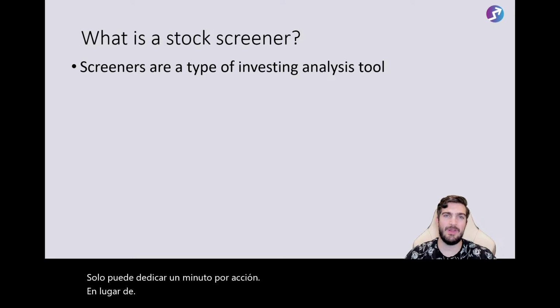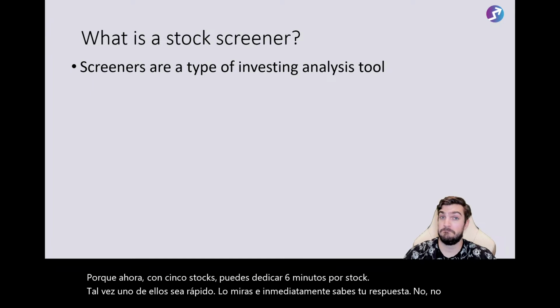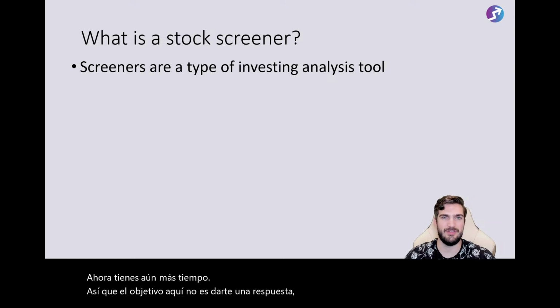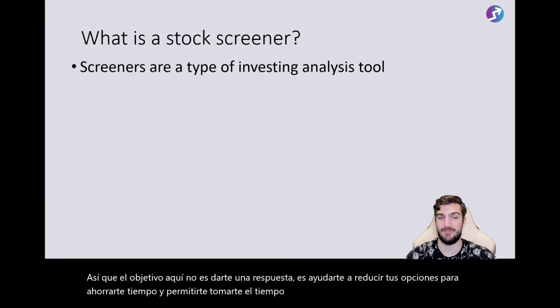Instead, what if we narrow down 30 companies to 5? That is part of the goal of the screener. Because now with 5 stocks, you can dedicate 6 minutes per stock. Maybe one of them is quick. You look at it and you immediately know your answer. Nope, not investing in that. Now you have even more time. So the goal here is not to give you an answer, it's to help you narrow down your choices to save you time and allow you to take the time that you have and spend it more wisely.